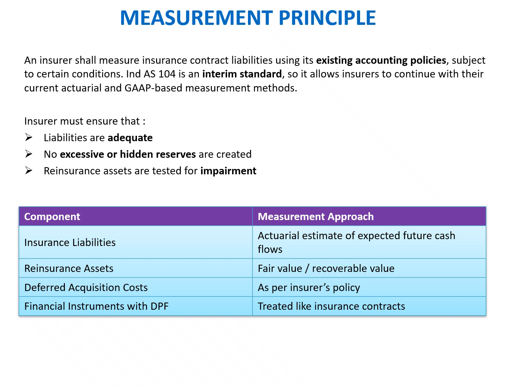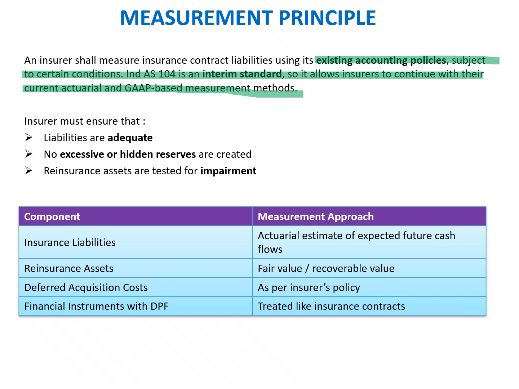Okay, now we'll talk about the measurement principle for Ind AS 104. An insurer shall measure the insurance contract liability using existing accounting policy. This is most important, subject to certain conditions. Ind AS 104 is an interim standard, so it allows insurers to continue with their current actuarial and GAAP-based measurement method. Which means this standard still follows the old methodology of the GAAP-based measurement method until Ind AS 117 is finally implemented.